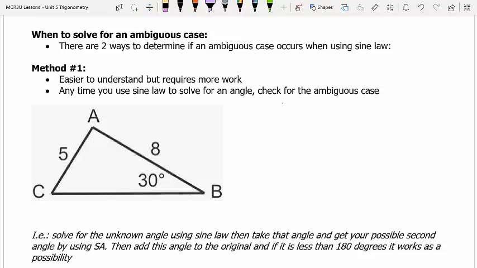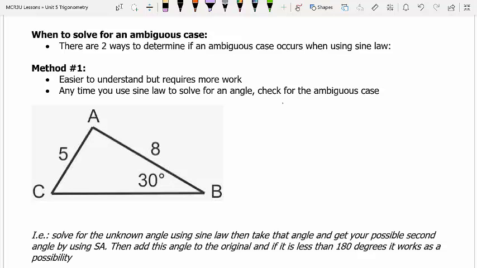A lot of you might be asking, when I'm given a question, how do I know when to solve for that ambiguous case? When do I know to look for that second angle? There's two ways you can go about this. The first method is usually easier for students to understand because you don't have to get into everything we talked about before, the whole comparing that shorter side length with the overall height of the triangle.